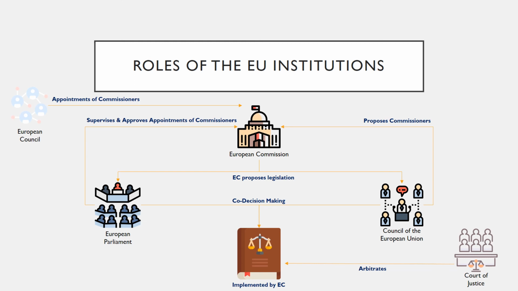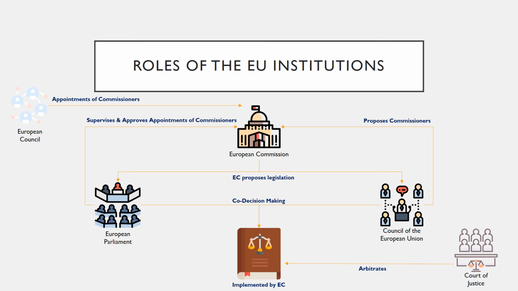The European Commission proposes legislation to the European Parliament and Council of the European Union. The two legislative branches approve, amend, or disapprove of the legislation. If approved, the legislation is implemented by the European Commission, and the Court of Justice arbitrates legislations. There are two other roles to remember.